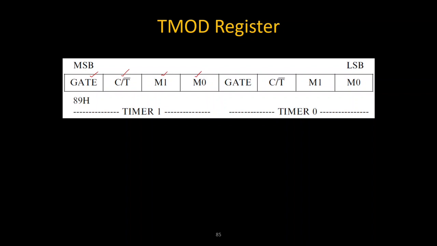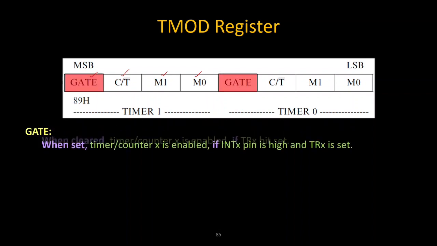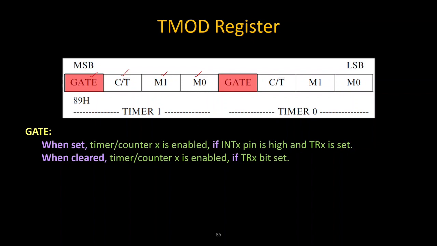While studying timers of the 8086, we understood what gate is, so again we will try to understand it in simple terms. When gate is set to 1, what does it check? The timer or counter is enabled if the INT interrupt pin, accessed through your pin diagram, is high, and after that TR, which is used inside your TCON register.